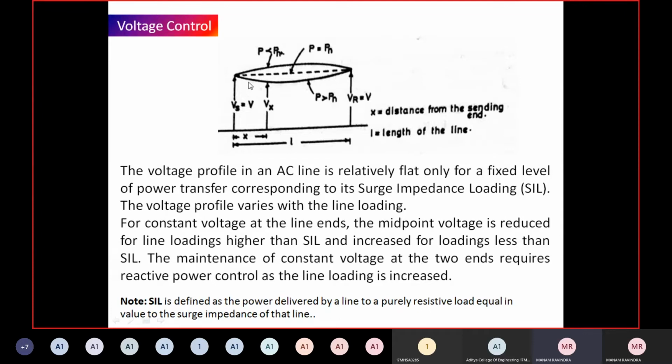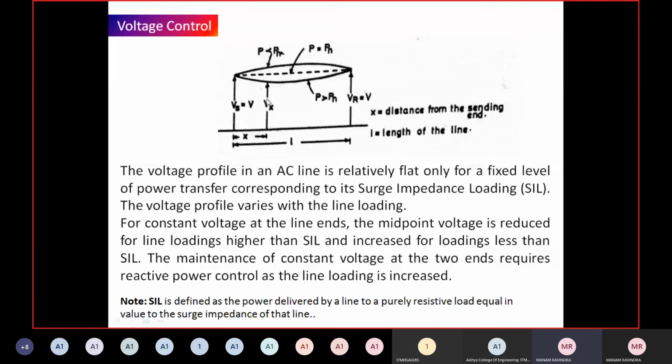In AC, what is the difference between AC and DC? Sending end voltage is equal to a certain voltage V, and here the receiving end is also equal to V. Vx is at some distance, and in case of load, when P is greater than Pn, the voltage is equal. What is this Pn? To know Pn, we have to know something first.